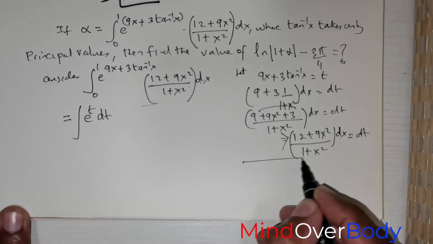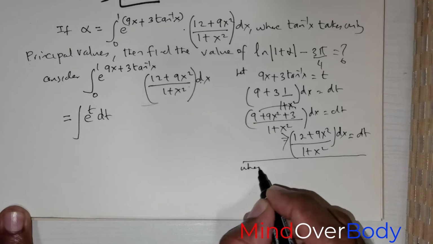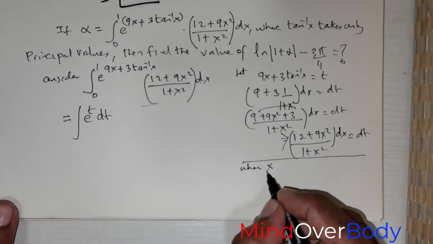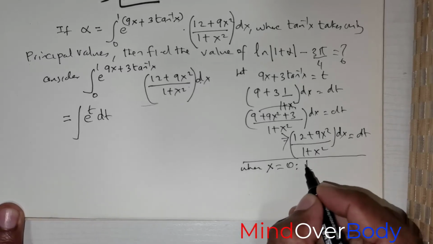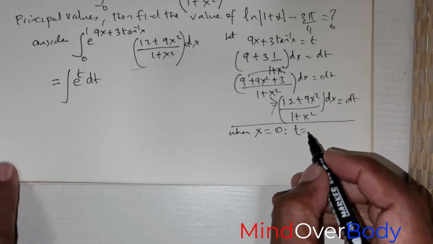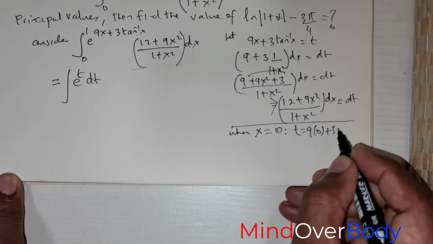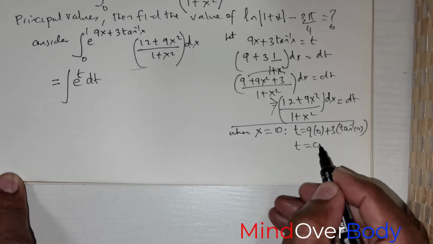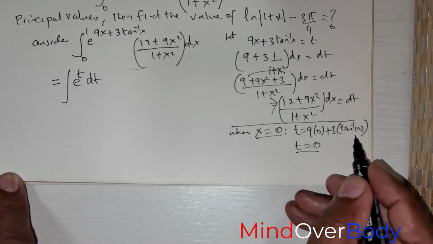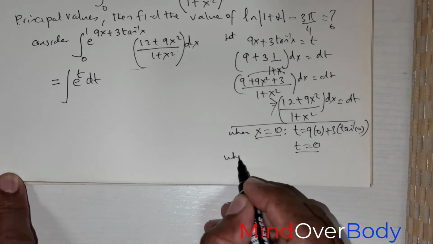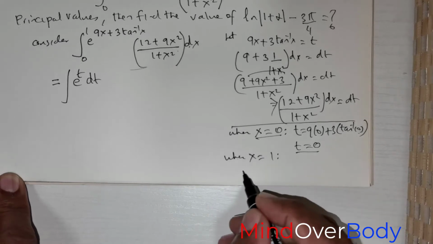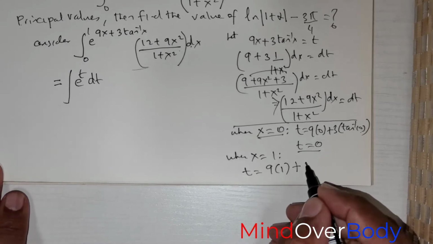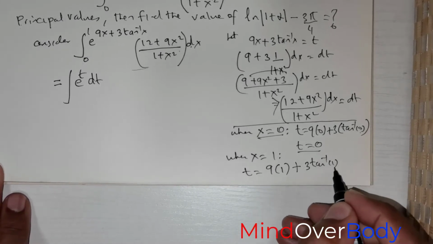So for that, let me use the space here. I will want to get the equivalent limits for t. So when x is equal to 0, my t is going to be 9 times 0 positive 3 times tan inverse of 0. So this is going to be t is equal to 0, right? When x is equal to 0, clearly you can see that t is equal to 0. Now the next step comes when x is equal to 1. What happens to t? Let me write that down. t is equal to 9 times 1 positive 3 times tan inverse of 1.